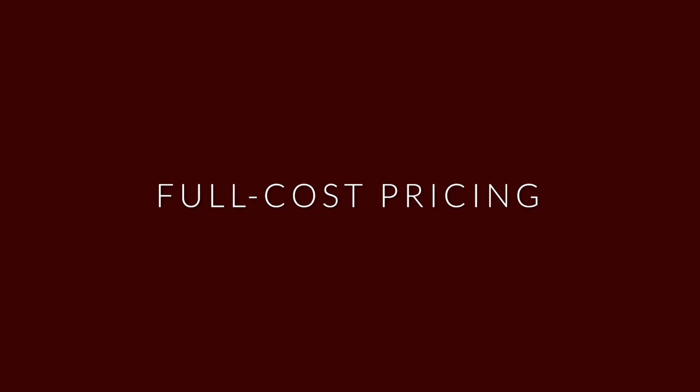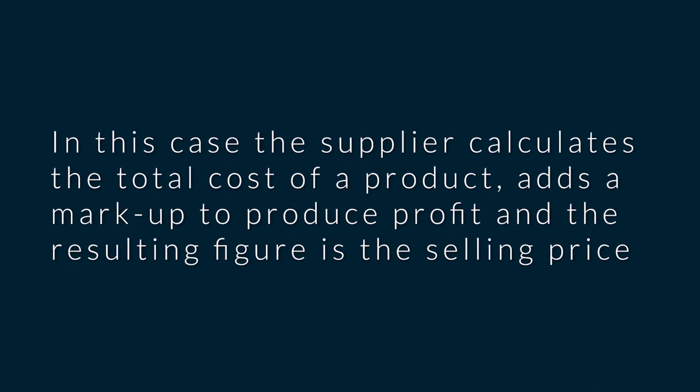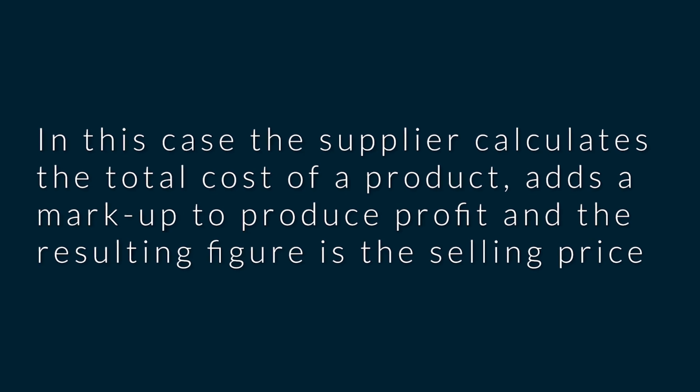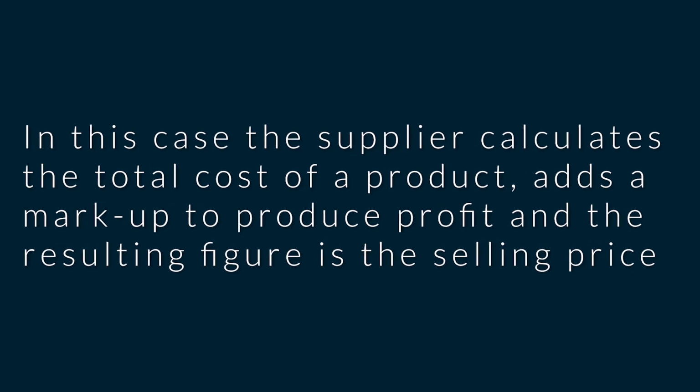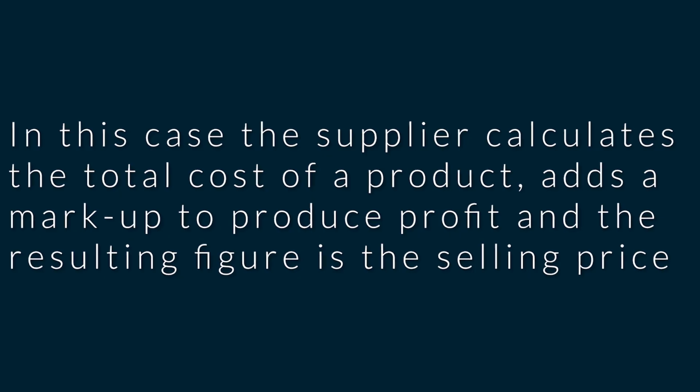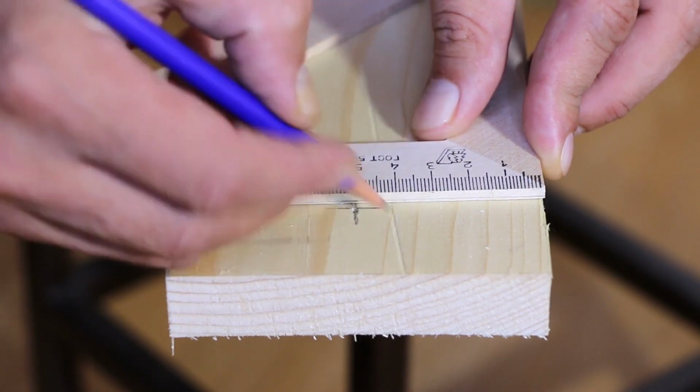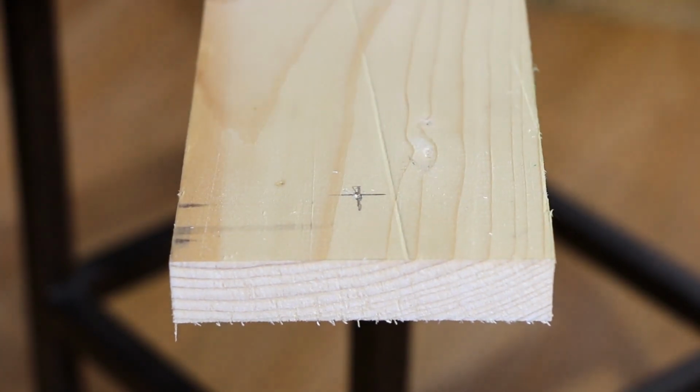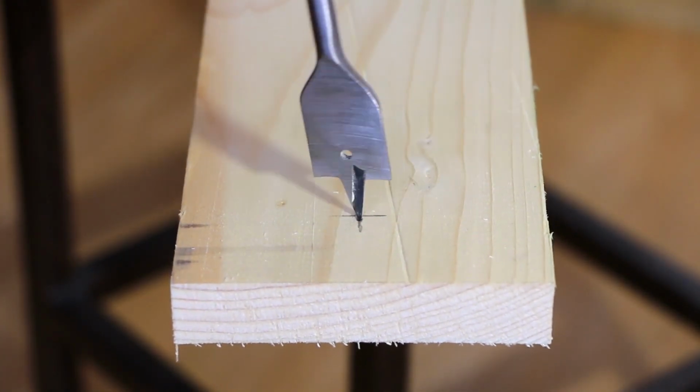Full cost pricing. In this case, the supplier calculates the total cost of a product, adds a markup to produce profit, and the resulting figure is the selling price. To avoid this one sounding all theoretical, let's look at it from a practical angle. Assume we are dealing with a small business that makes custom-made chairs. The first thing when figuring out how we are going to price these chairs is to find our total cost.